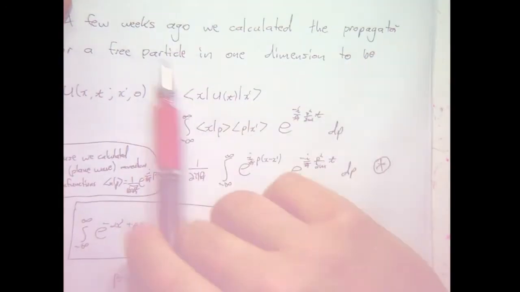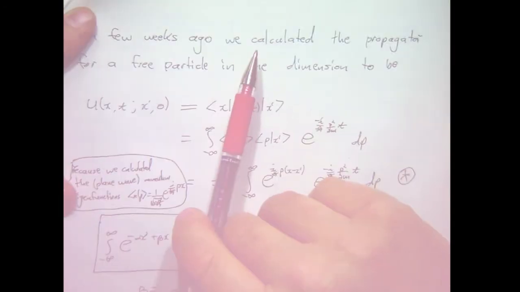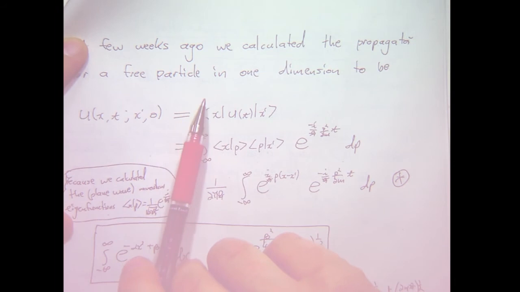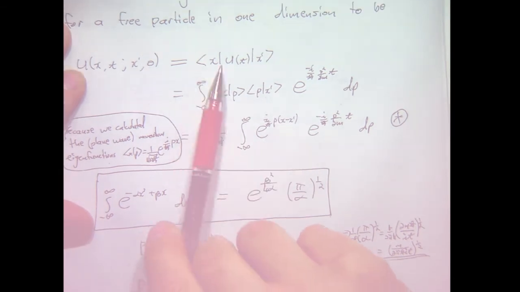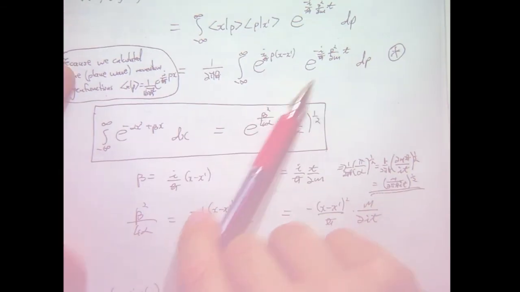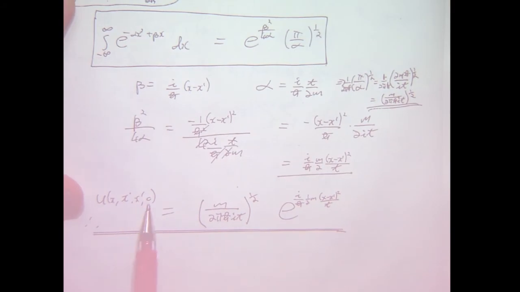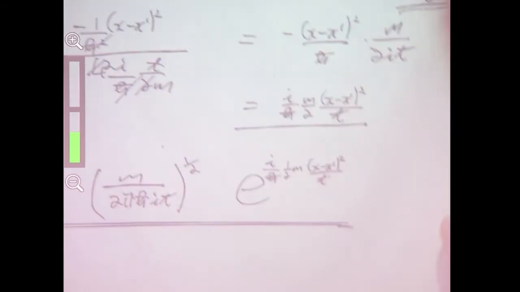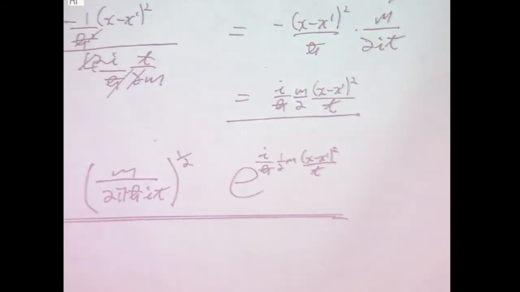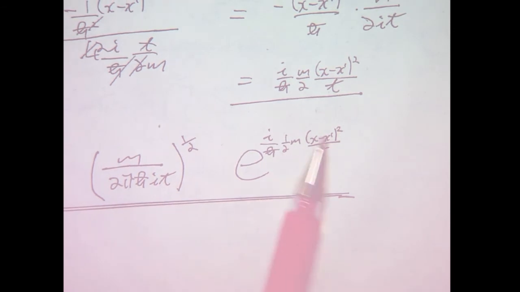Right, so a few weeks ago, I think you would have done it, hopefully, by today, you would have calculated the space-time propagator for a free particle in one dimension, by evaluating this integral, just using this formula. You get that the propagator, putting the starting time to zero, is this constant here. And in fact, if you look here, what you have is half m times x minus x prime squared divided by t, which is quadratic in space and linear in time.